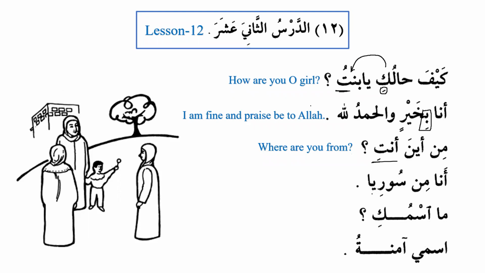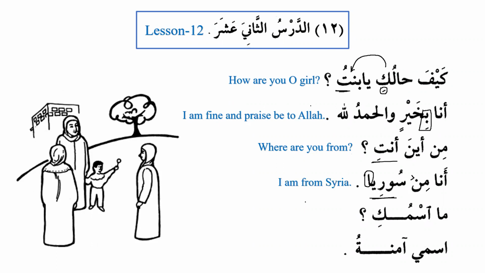Now we know that if a noun ends with alif, we cannot put any case endings. We know that this is majroor because it has the harf jar min before it. However, we cannot put any endings or vowels at the end, so it will remain as it is. Whenever a noun ends with alif or alif maqsura, we don't put any endings. Ana min Syria, I am from Syria.